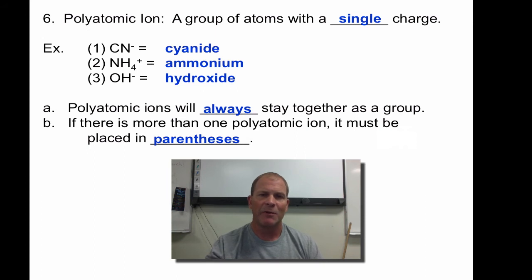The last thing you need to remember about polyatomic ions, we're going to go to ternary. And ternary is when these polyatomic ions come into play. With the polyatomic ion, we have more than one element that has a set name and a set charge, like we saw with cyanide, ammonium, hydroxide. They are more than one element and have a set charge.